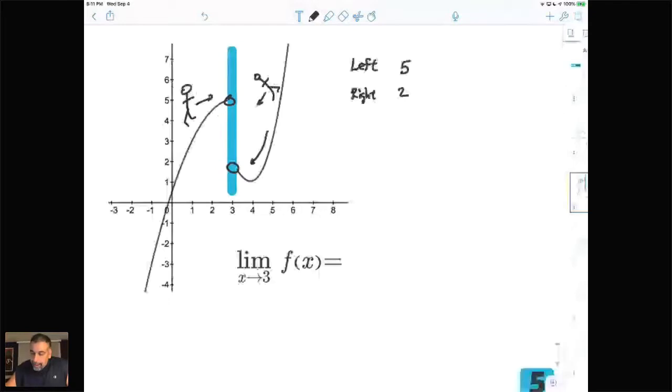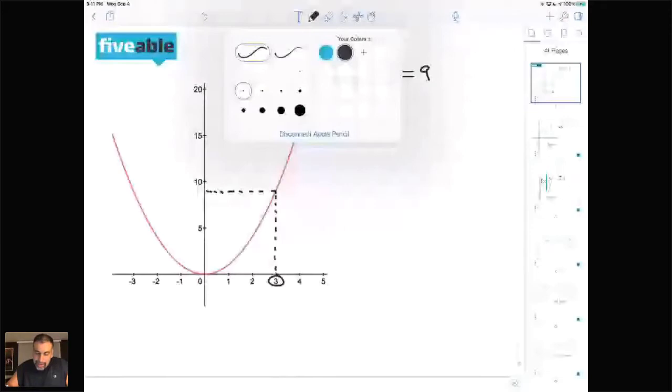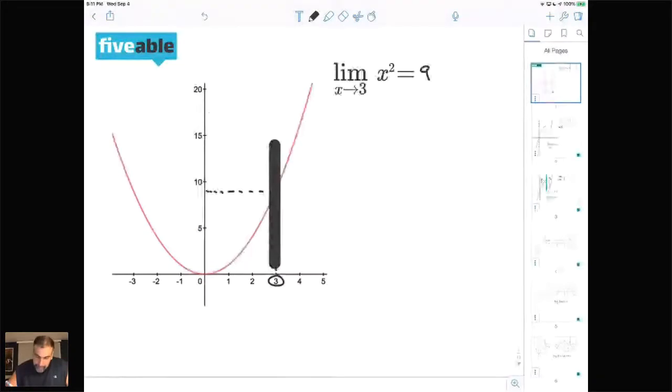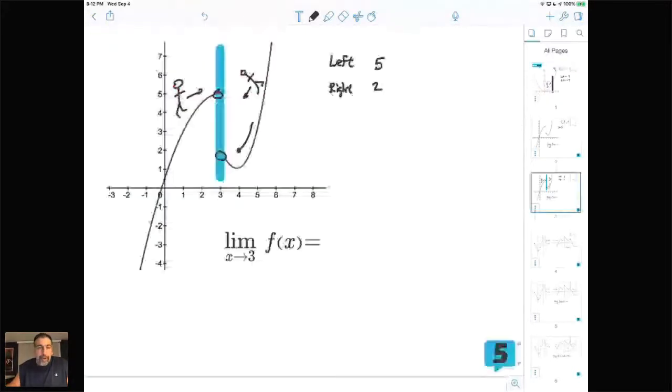Well, I want to remind you what happened back with the parabola. If we go back to this one and we do the exact same idea, if we had covered that spot up and then we had walked in both directions approaching there, coming from the left, our answer was going to be that value of 9. And coming from the right, our answer is going to be the value of 9. It's the same value. This one's pretty simple. Both sides agree. There's no confusion whatsoever. 9 was the answer. Back to our current one, on the left side, we're getting 5. On the right side, we're getting 2.